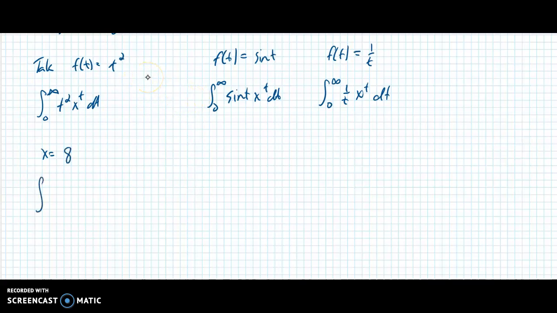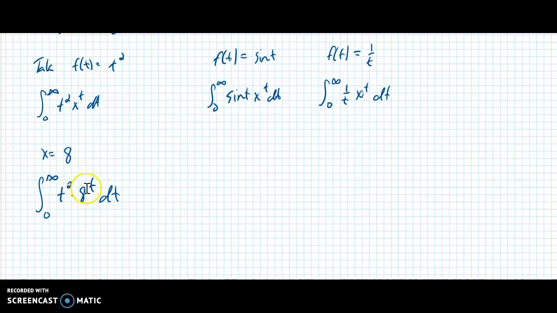So for this first one, I would get the integral from 0 to infinity of t squared times 8 to the t dt. Now, you may know how to integrate this, but it is not something that jumps out to your head. It also gives us really, really terrible numbers. So this is not something that we want to integrate. Imagine if that was 8 to the t and I was trying to integrate with respect to t. It would get bad really fast.